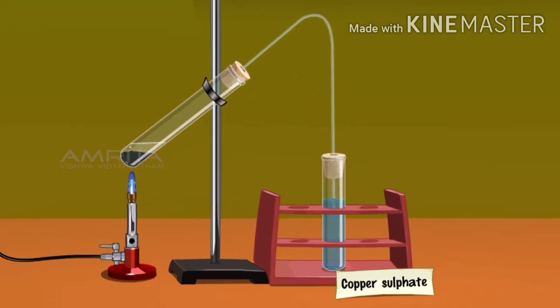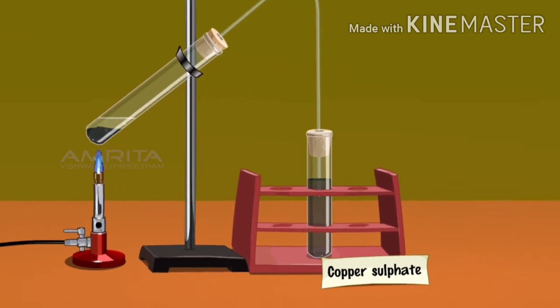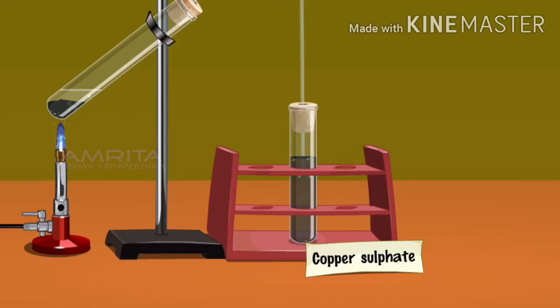A colorless gas evolves that reacts with copper sulfate to form a black colored precipitate. The gas evolved is hydrogen sulfide, H2S, which reacts with copper sulfate to form black precipitate of copper sulfide.